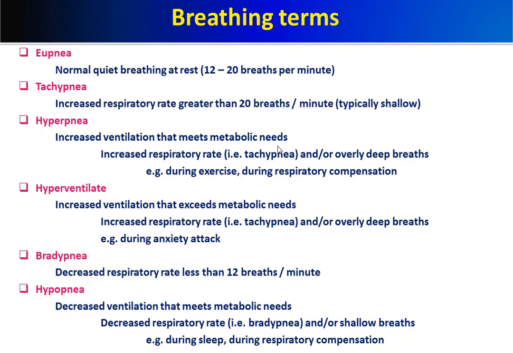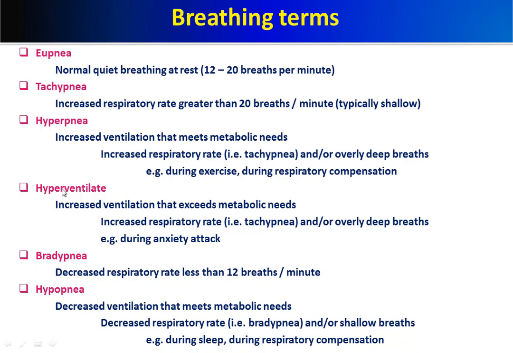So in hyperpnea we have either increased respiratory rate, which is tachypnea, and or overly deep breaths. So in this case we could have either increased respiratory rate higher than 20 breaths per minute, and or overly deep breaths. And this happens, for example, during muscular exercise and during the respiratory compensation to some conditions in the body, for example, when there is a metabolic acidosis in the body.